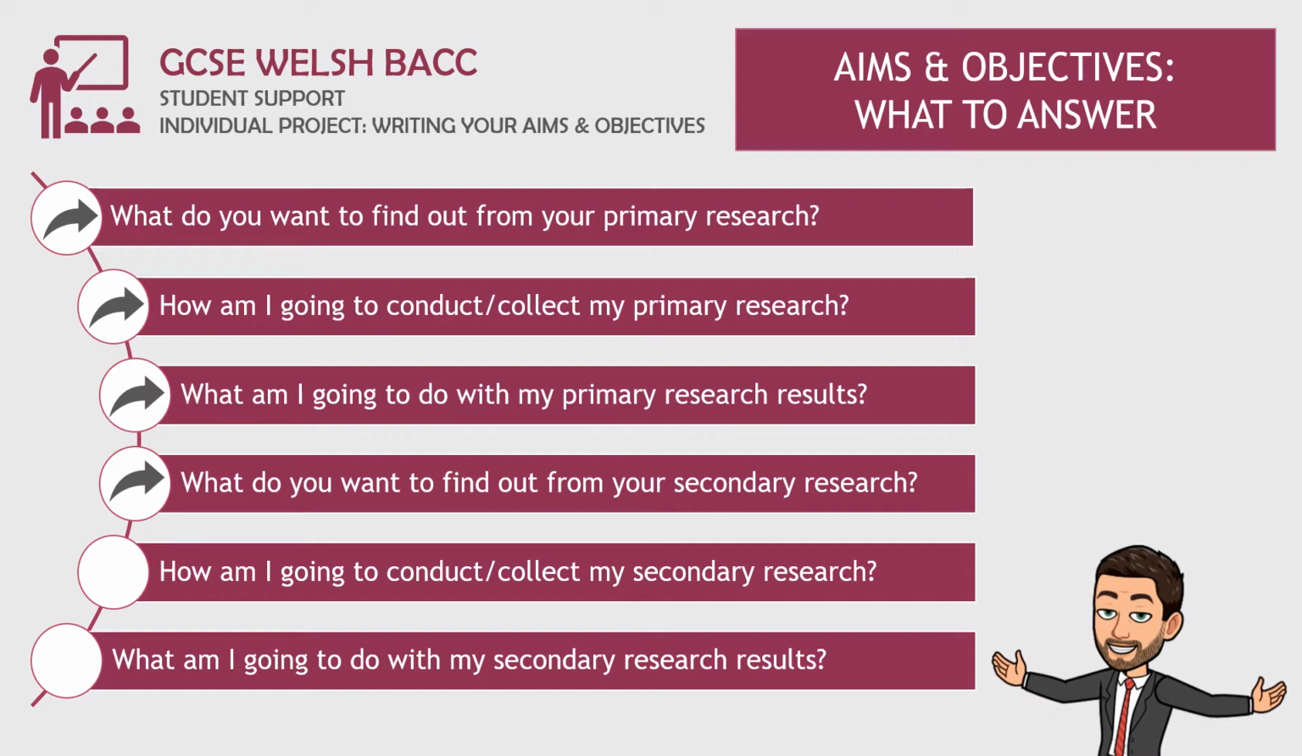Then we're looking at the second aim, which is your secondary research. What do you want to find out from your secondary research? The second one then, how you conduct or collect your secondary research, and then finally how you're going to use the secondary research results. You might notice there that they do reflect each other because they are very similar. You've got the top 3 bullet points for primary, and then the 3 at the end is for the secondary.